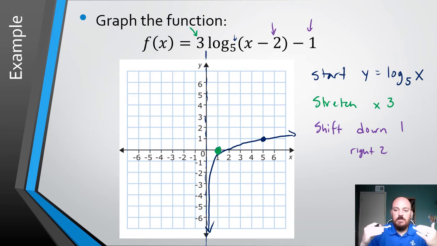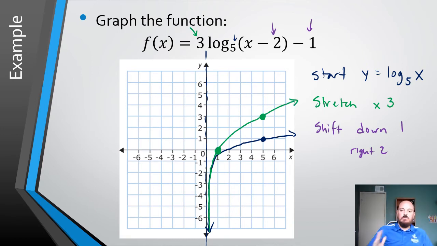Remember, I said when you're stretching, you're multiplying the height by that number. And if the height is already 0, 0 times 3 is still 0. Now the other point, 5, 1, is going to be 5, 3. Instead of being up 1, it's up 3 times 1, which is 3. So you get the point 5, 3 there. It's going to start basically in the same place, but you get a slower, more gradual curve. Instead of that really sharp turn, it's a smoother, slower curve.